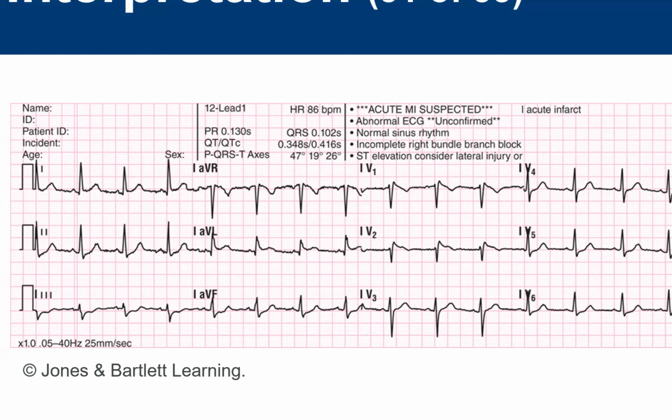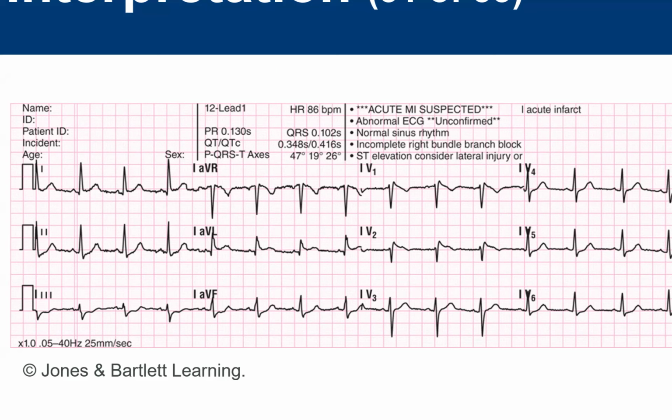Okay? Do you see where it says incomplete right bundle branch? I hate that it even says that. I know why it says that. It's saying it's getting near. It's almost to the threshold, but it's not to the threshold. So don't let it confuse us. Black that out, okay?